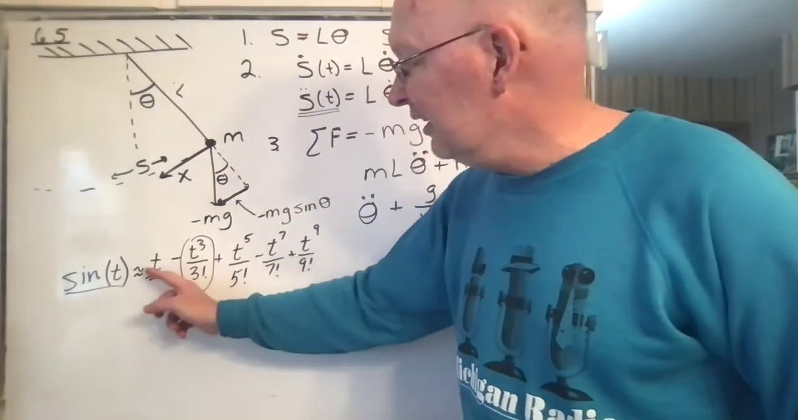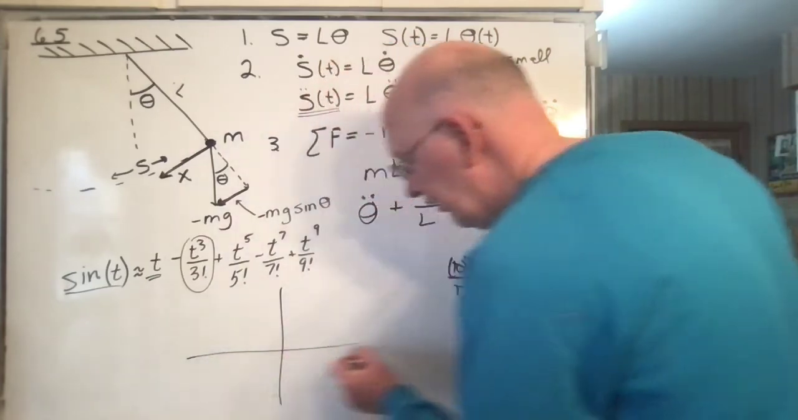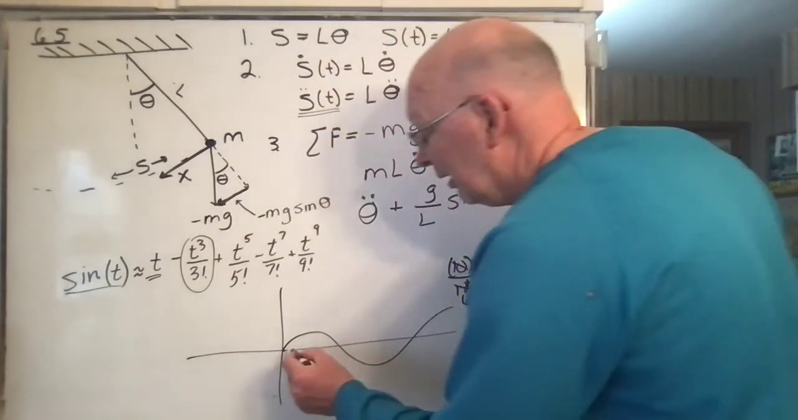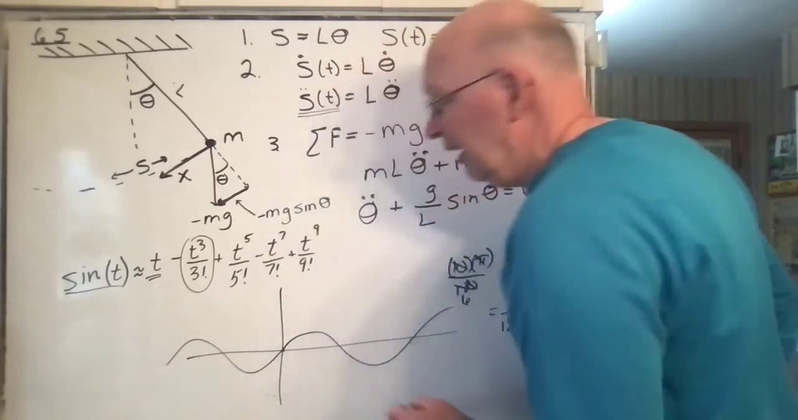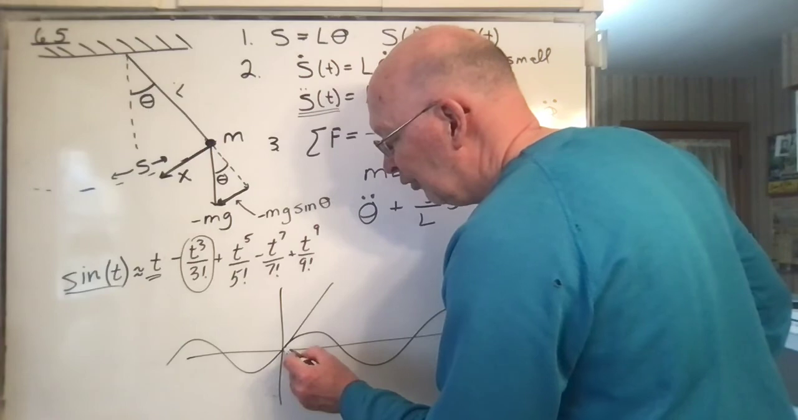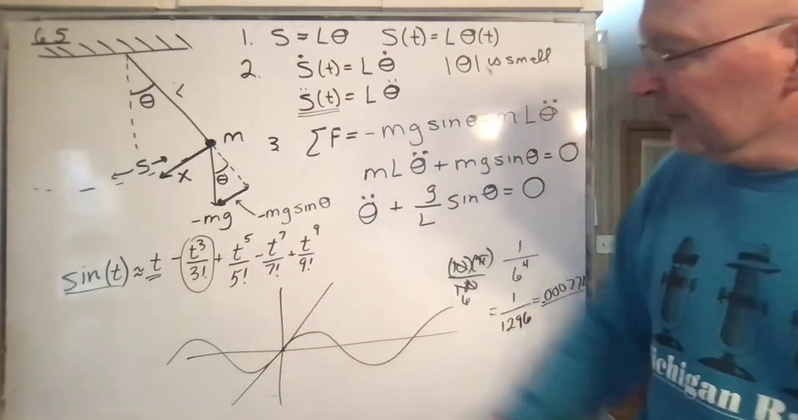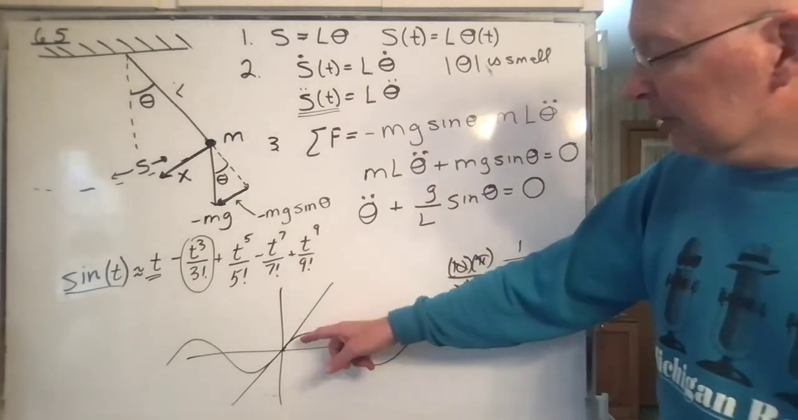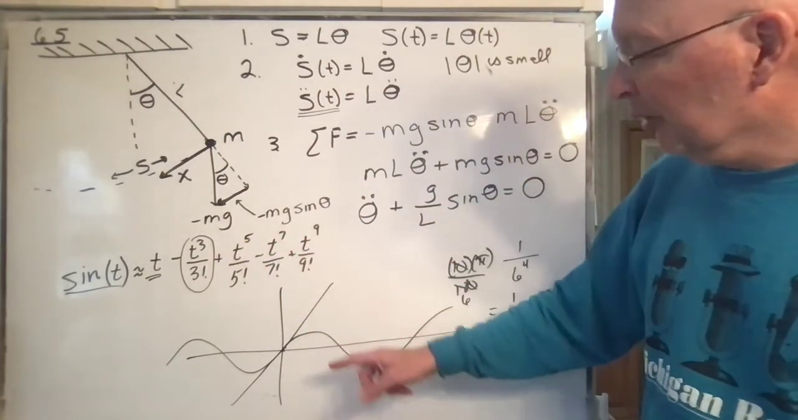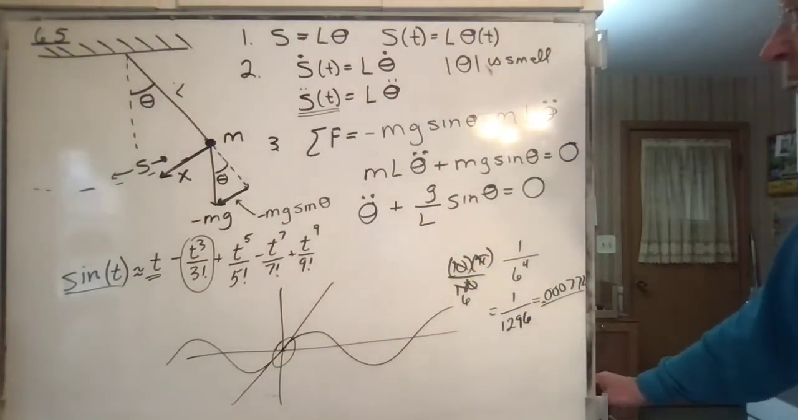So sine of t is very close to t. Do you see why? Just think of the graph of the sine again. Here's the sine graph, and if you graph the function t, notice that those two functions are very, very close for small values of t. As you go out farther, of course, they're very much different, and that's where these terms become important. But close to 0, they're very close to each other.